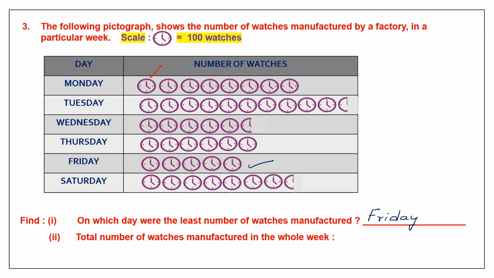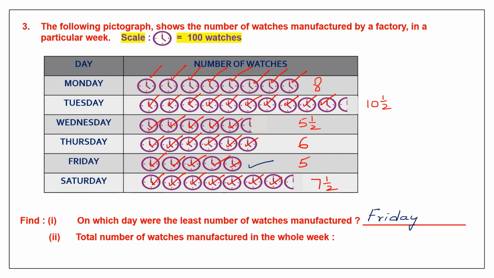So 1, 2, 3, 4, 5, 6, 7, 8. So on Monday, there are 8 symbols. Tuesday, 1, 2, 3, 4, 5, 6, 7, 8, 9, 10, and we have a half there. So that is 10 and a half symbols. 1, 2, 3, 4, 5 and a half. So 5 and a half. 1, 2, 3, 4, 5, 6. On Thursday it is 6. On Friday 1, 2, 3, 4, 5, 5. And on Saturday 1, 2, 3, 4, 5, 6, 7 and a half.